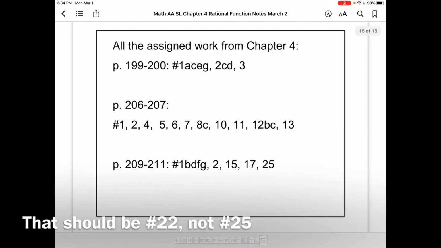And to recap, all the assigned work from Chapter 4 was all these questions. So if you want to go and check some more of these out, that's great. If you want to do a smattering of them, great. If this is something that just fell off your to-do list, then maybe this is a good opportunity to take a look at some of this stuff. All right, I'll show the work that's from the book.